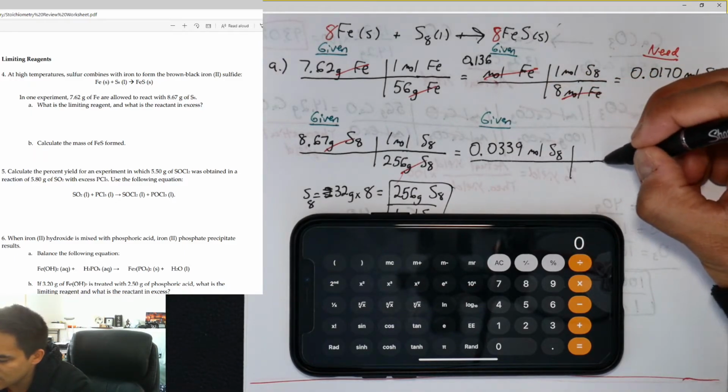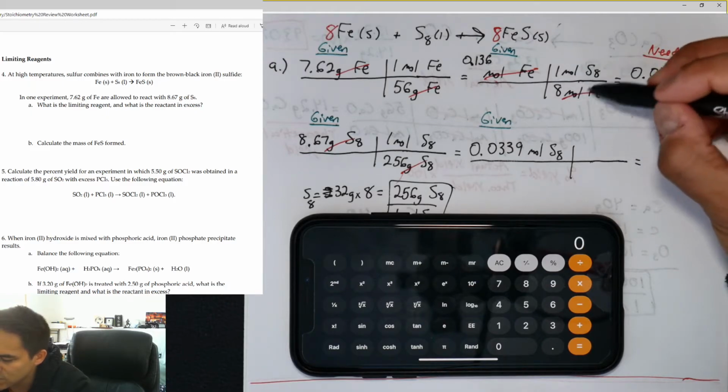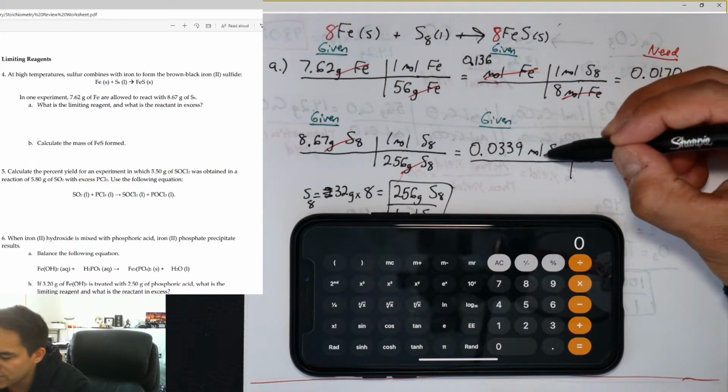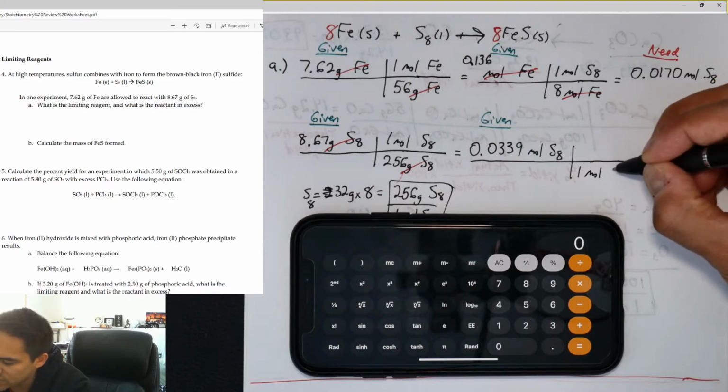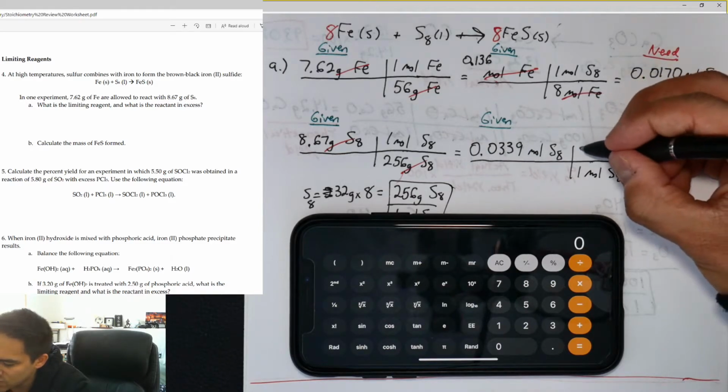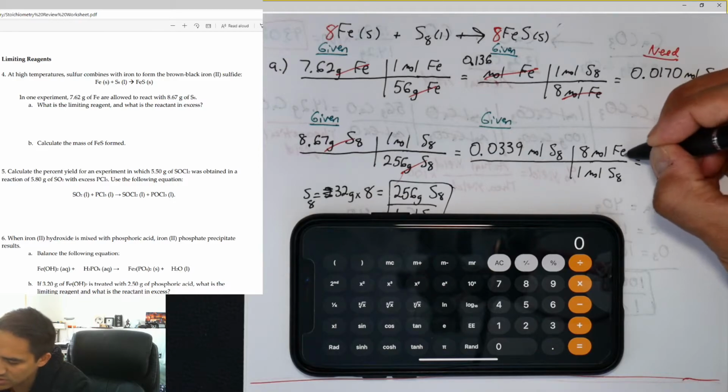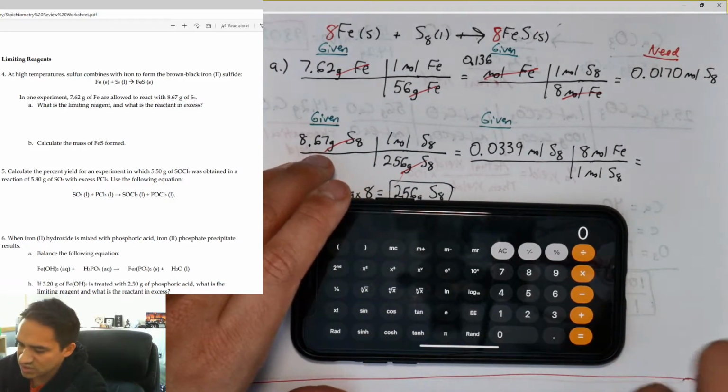All right, so we're going to do the same exact thing down here. The ratio is still going to be 8-to-1, but since we're starting with moles of S8, that 1 mole of S8 is going to be on the bottom, and the 8 moles of Fe will be on the top, like this. So moles of S8 will cancel.